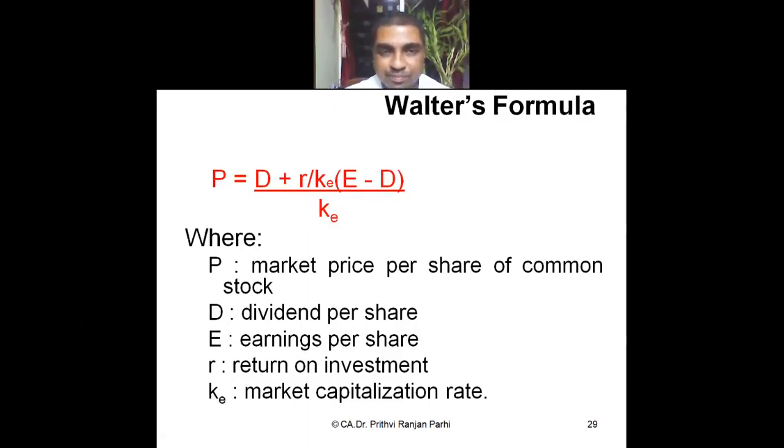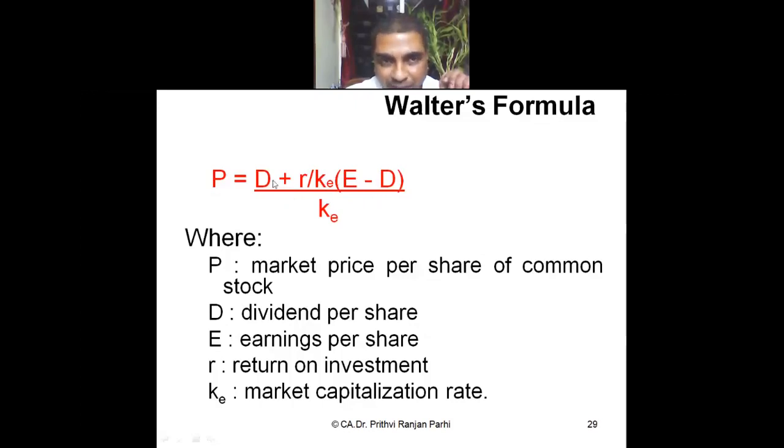E is earning per share. D is dividend per share. We can say it is EPS by DPS also. That is earning per share minus dividend per share. That means the net effect is earning minus dividend, which is what I am getting as the retention. I have earned this much, I have distributed this much. So the balance is the retention.